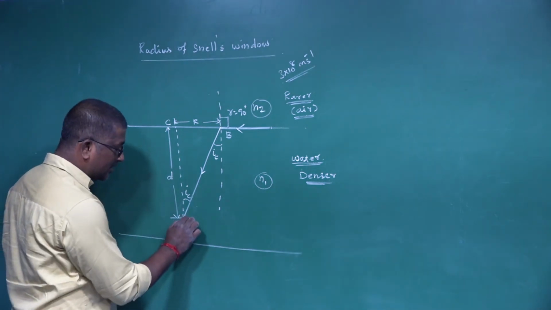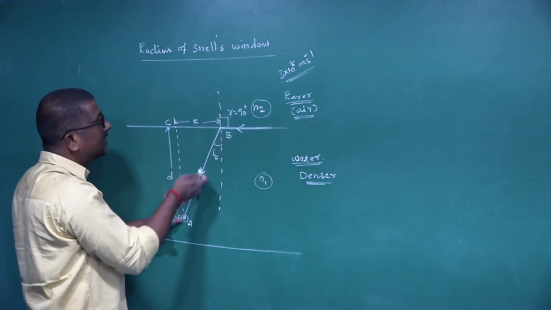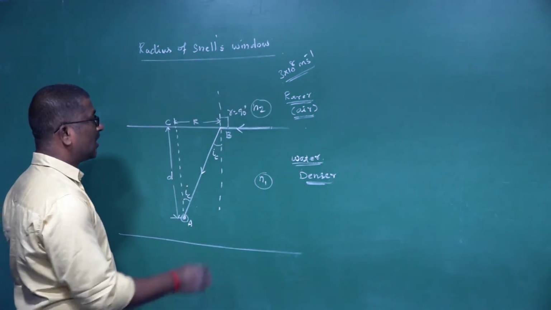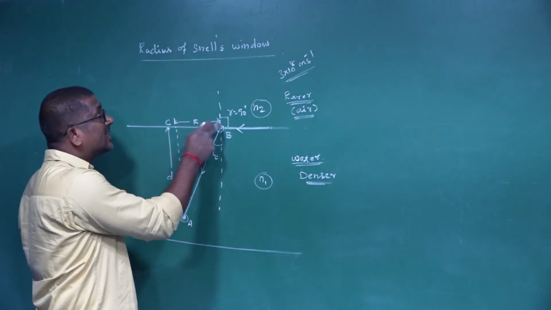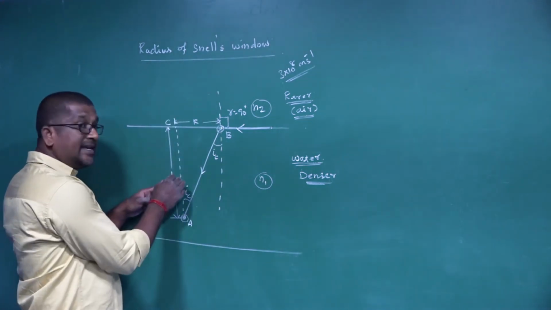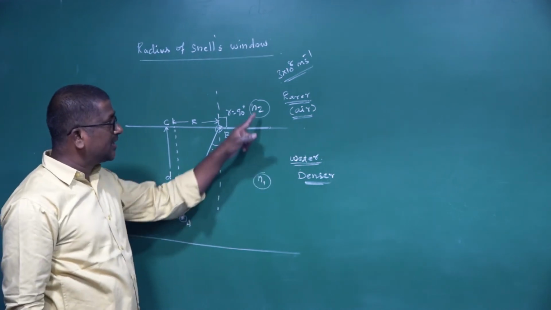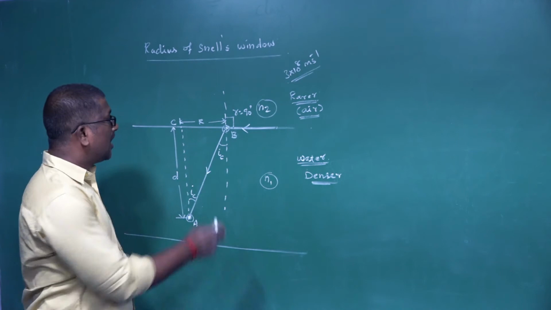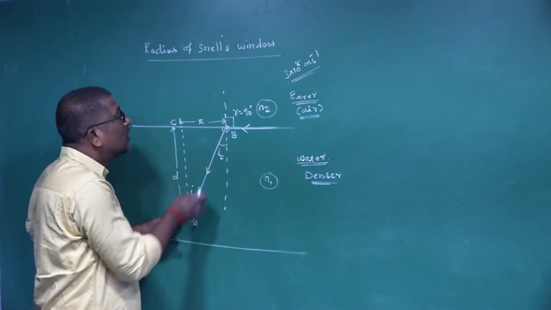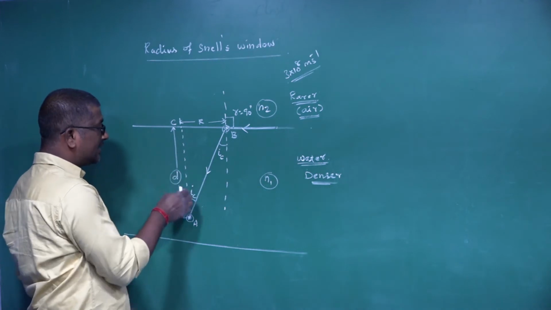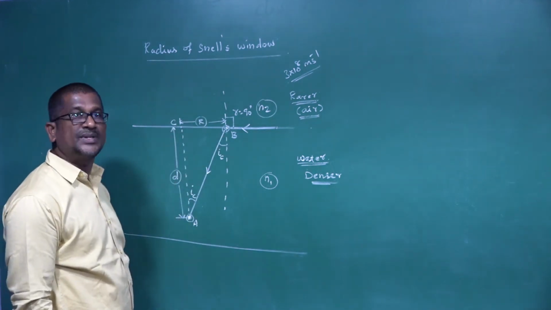Right. Here A is the point from where the light is seen, which is coming from outside, that is from the rarer medium. And B is the point where refraction takes place. R is the radius of Snell's window. And D is the depth of the point A from the surface of the water. N1 and N2 are the refractive indices of water and air medium. Right.